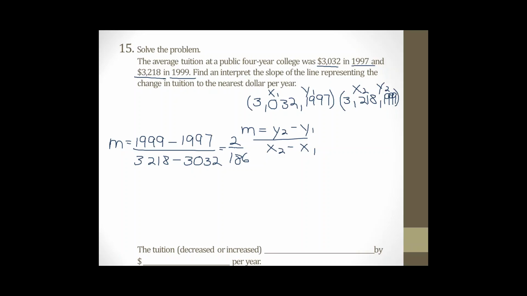Okay, because we have a fraction, we might want to check if we can reduce it, and because both of these numbers are even, I'm pretty sure that I can simplify by 2. So when I divide both by 2, I get 1 on top, and 186 divided by 2 is 93.